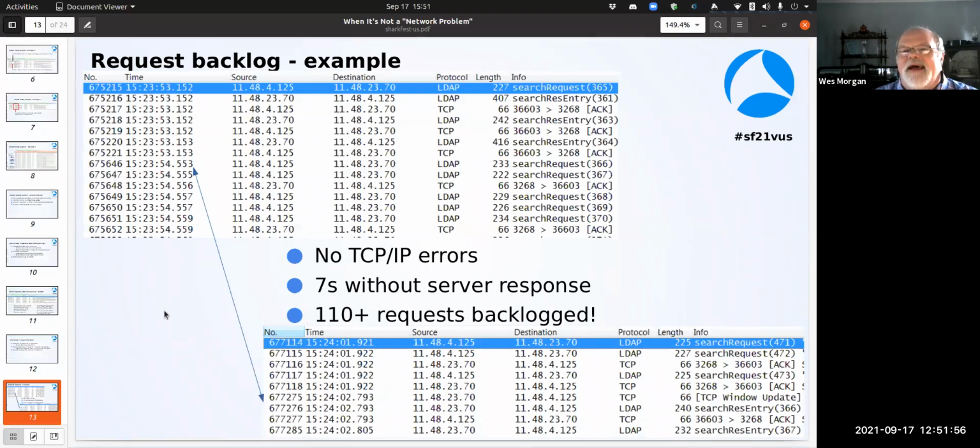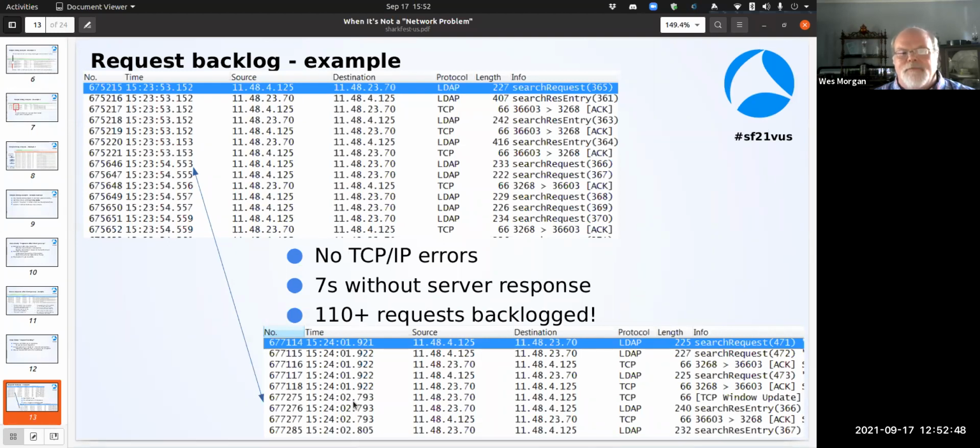Here is LDAP traffic. And part of the LDAP protocol is that every search and its response share a numerical key. So this is request number 365. This is the result for number 361. This is the result for number 363. So all of a sudden, here at 12:15:23.54, we stopped getting results. We're still making query requests, and those requests are being acknowledged. But in this case, we go 7 seconds without a server response.